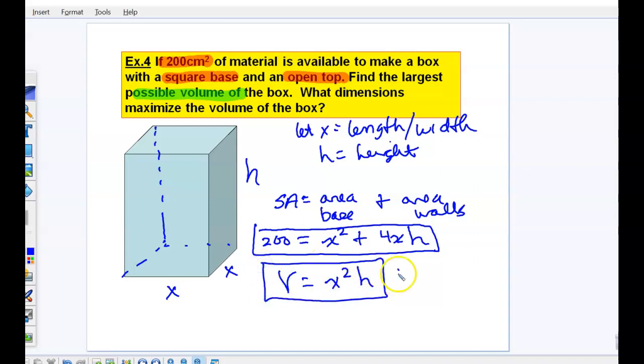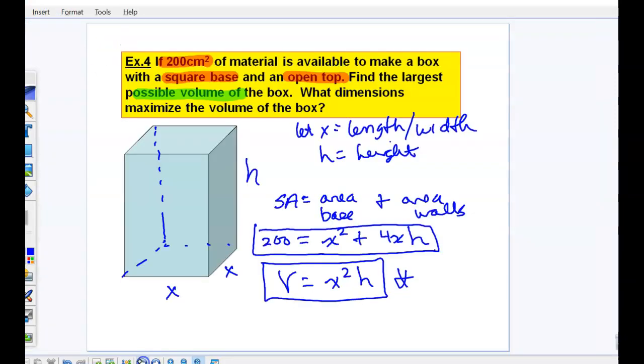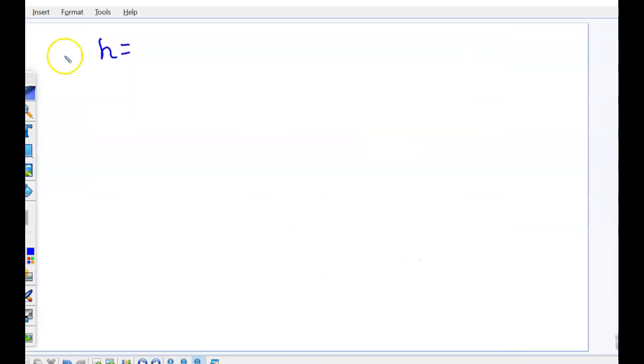This is the formula that I'm going to have to take the derivative of because I'm asked to find the maximum volume. So I need to isolate a variable from my first equation, and h is the easiest one to isolate. From my first equation, I am going to first of all subtract x squared over. So I have 4xh equals 200 minus x squared. And then I'm going to divide both sides by 4x. And that would be my height.